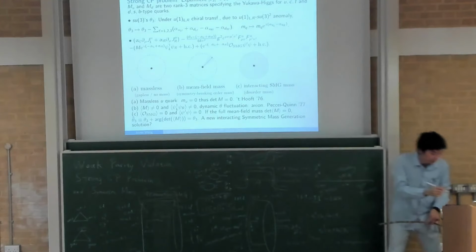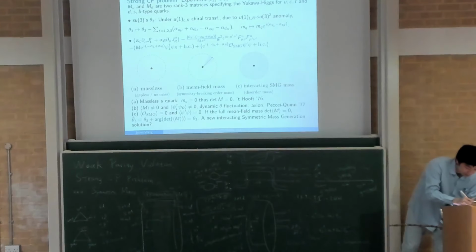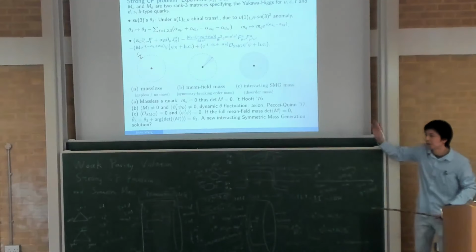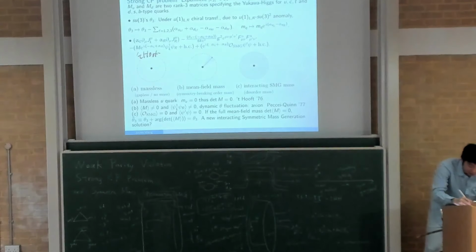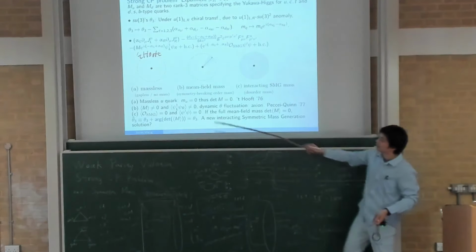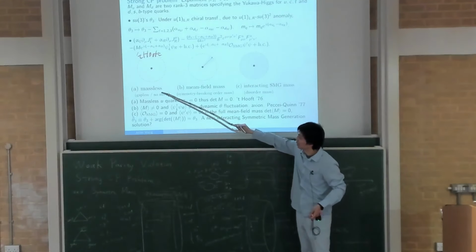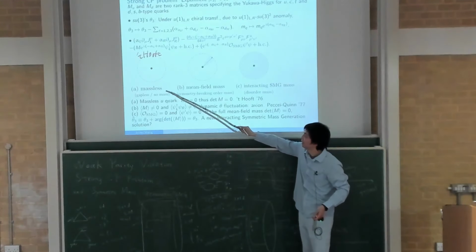So let me write this, Tahou. Does anyone know this solution? No, but it's a Tahou solution for the strong CP problem. Right? So it isn't consistent with our understanding of the spectrum of the quarks. It seems every quark has some mass.